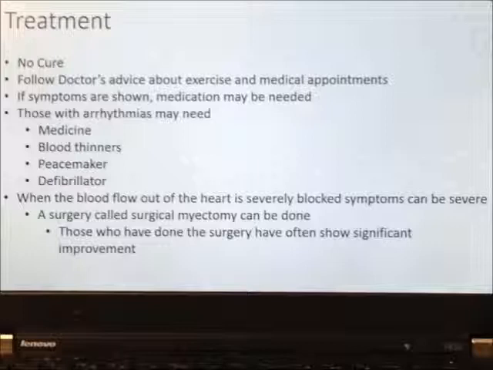In some severe cases, if the blood flow of the heart is severely blocked, the symptoms can become very severe. A surgery called surgical myectomy can be done to help fix the problem. Those patients who have had this surgery done have shown significant improvement.